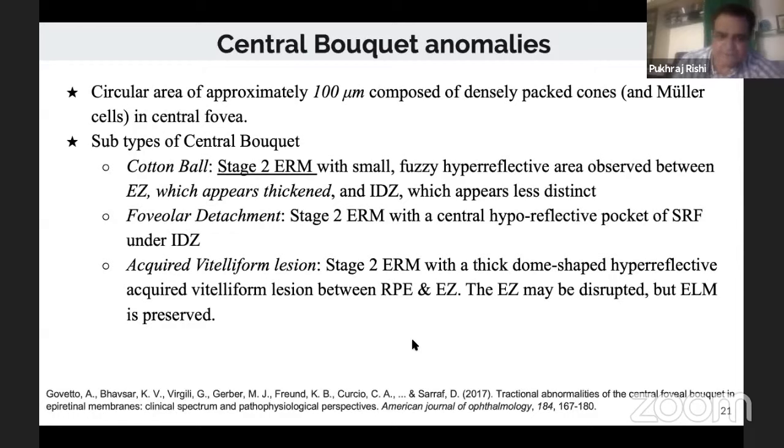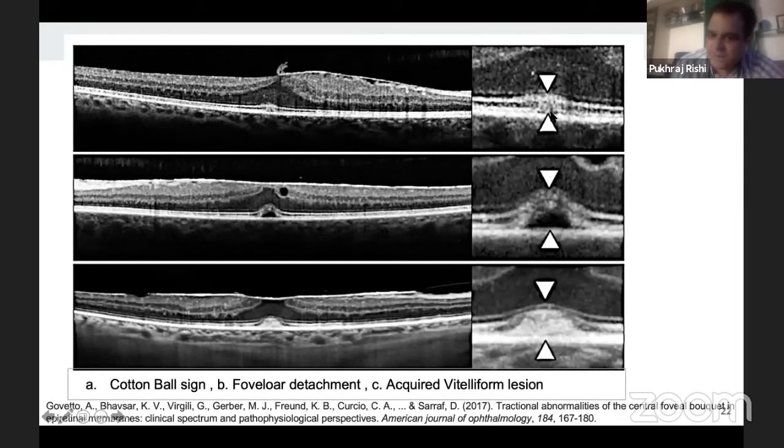So first there is the fuzziness of the ellipsoid zone, which is called cotton ball appearance. Then there is a foveolar detachment with a loculated fluid of subfoveal fluid, and then there is an acquired vitelliform stage. And here we see that the foveal dip is lost, and on the right side you can see the ellipsoid zone is becoming fuzzy.